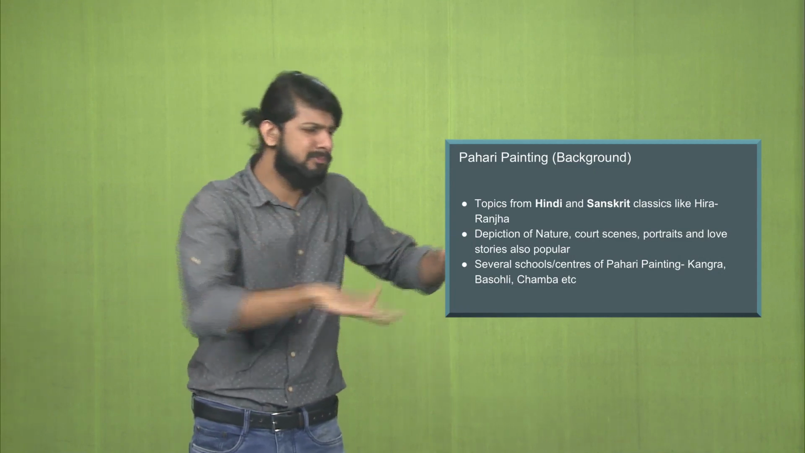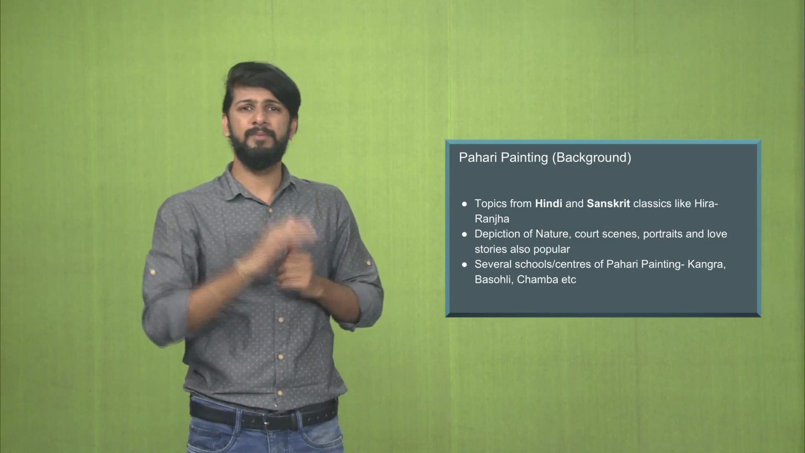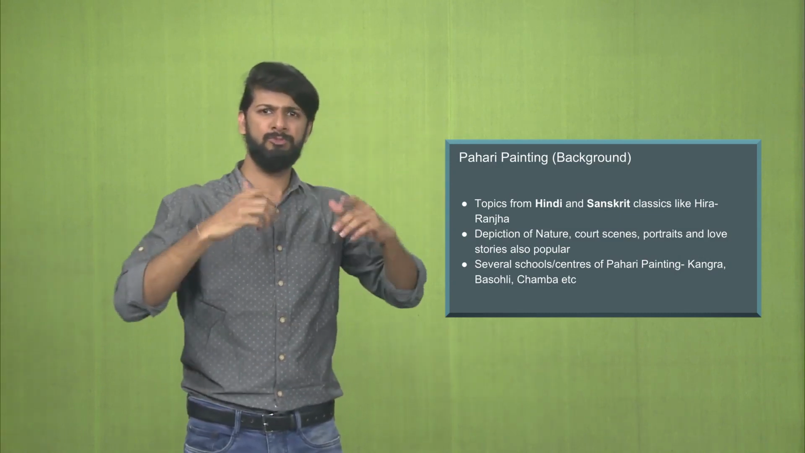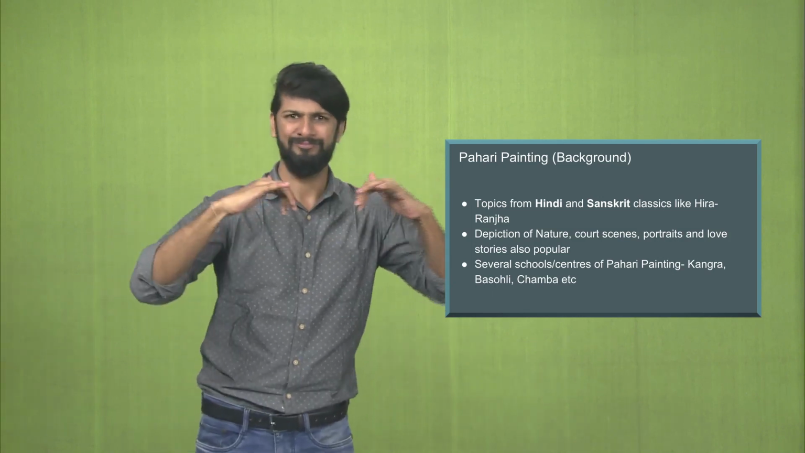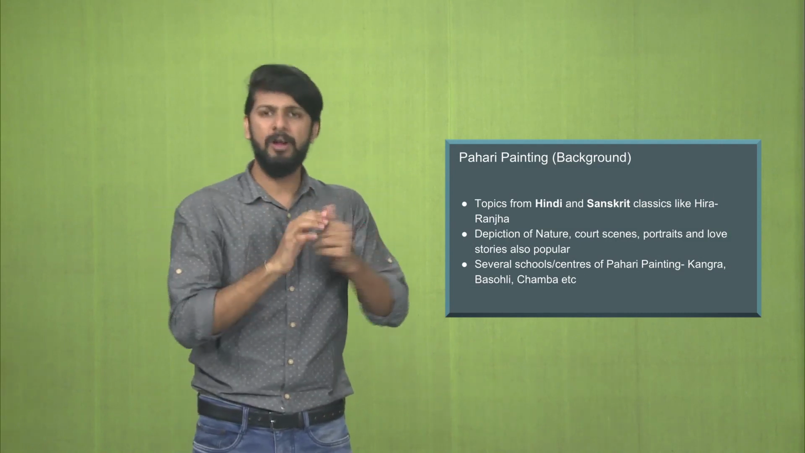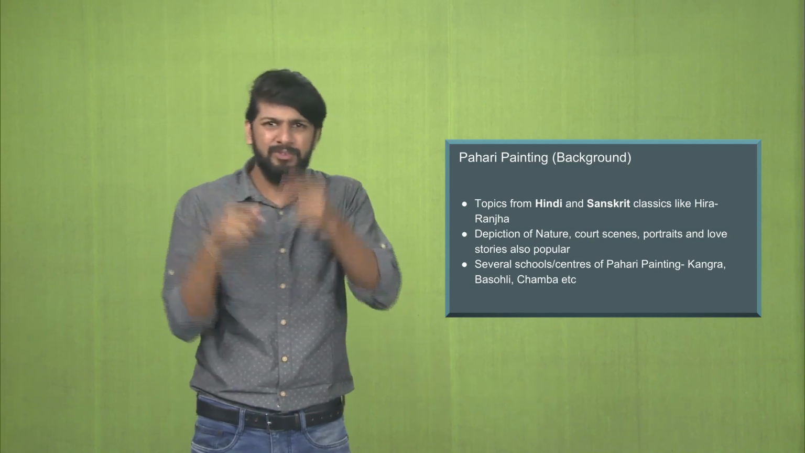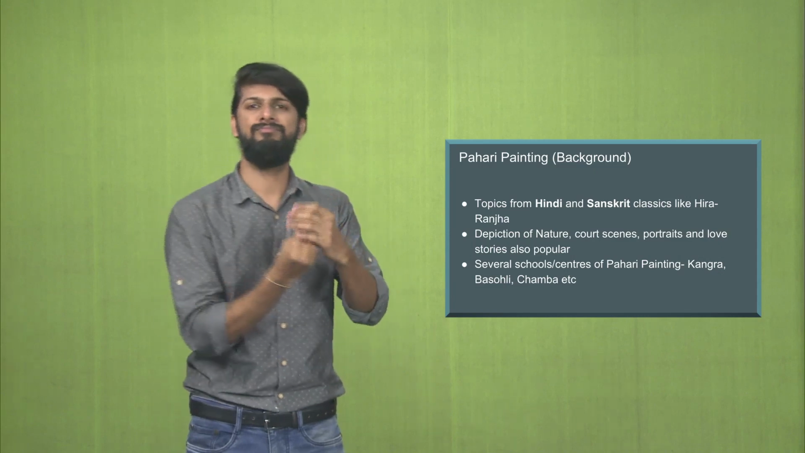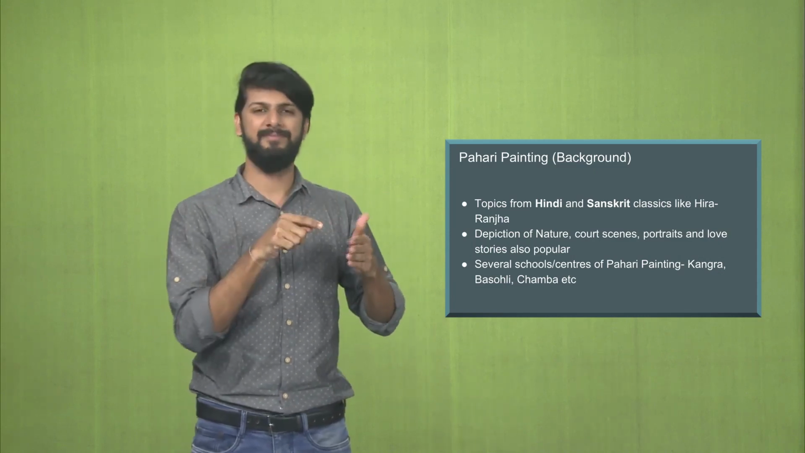Along with the depiction of Mahabharata, Ramayana, and classics like Heer Ranjha, Pahari painters really liked to depict nature or natural scenes from their region, court scenes from the king's court, portraits of personalities, and love stories. These were popular themes for painting.